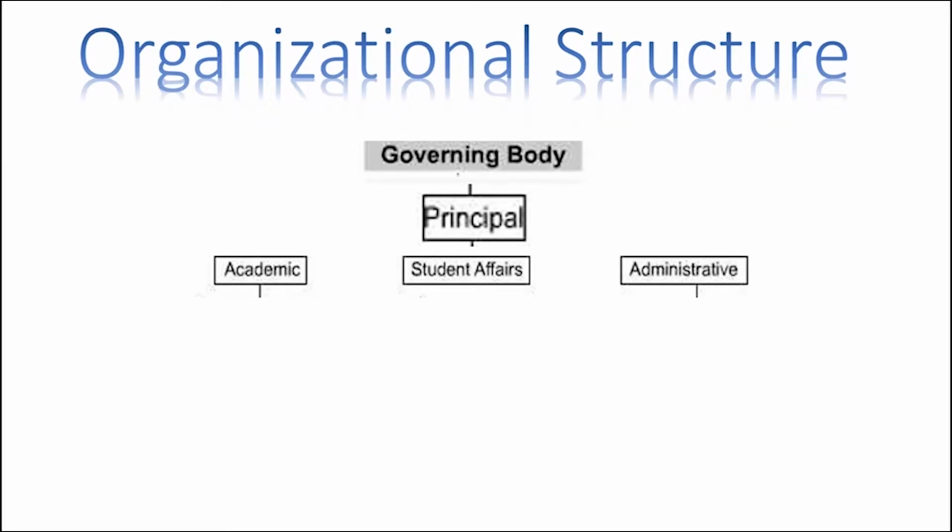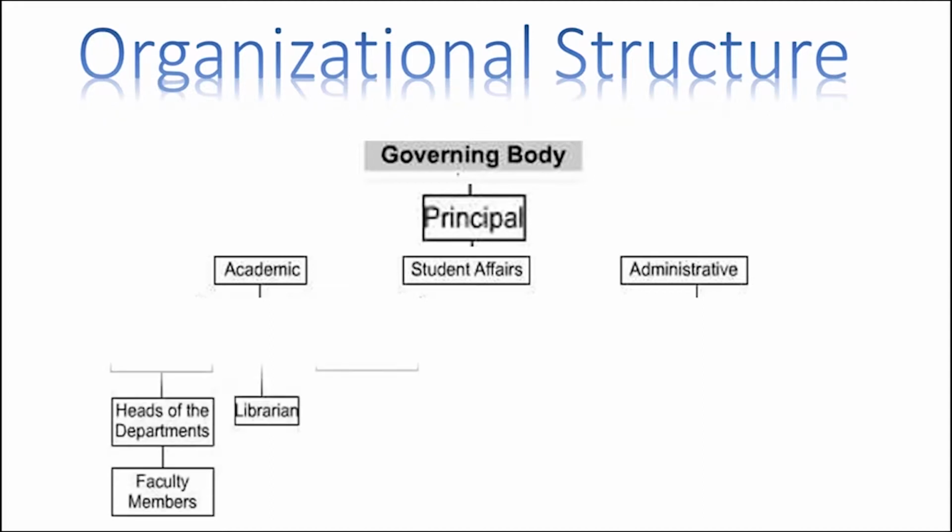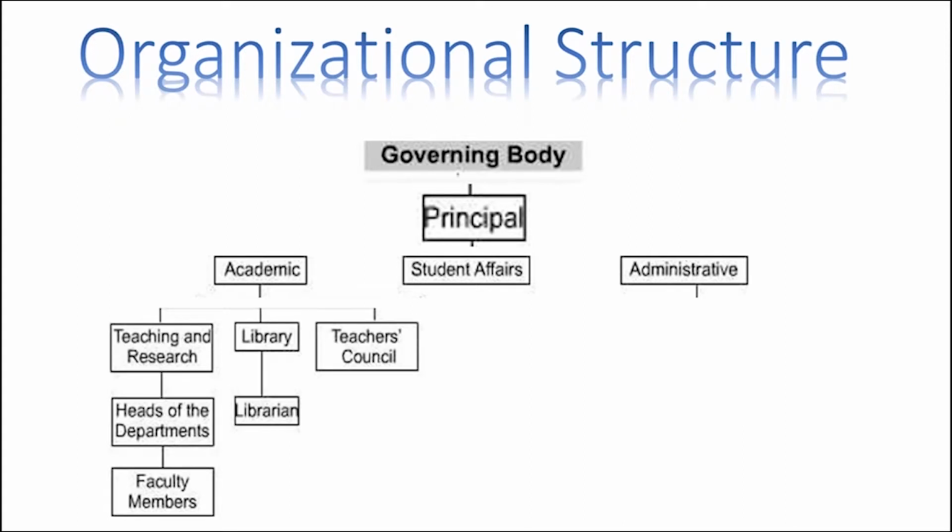Now, the college has a governing body, as you can see, and this governing body is further supported by a principal of the college, who takes into consideration all the working and is responsible for that. To help the principal and to make it workable, the division of departments can be as follows: academic, student affairs, and administrative.